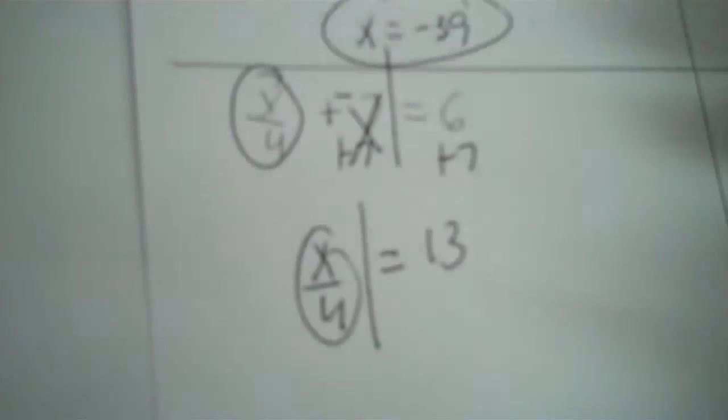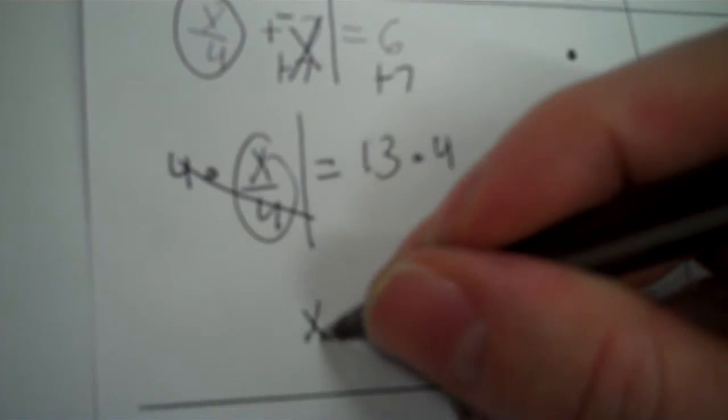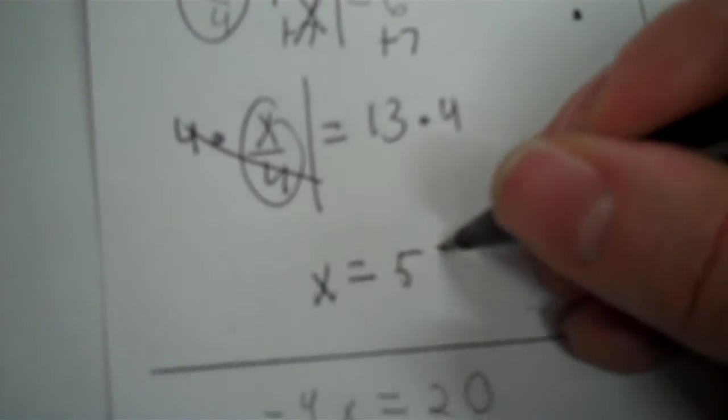Now you have the division operation. The opposite of divide is to times. So I times by 4. 13 times 4 is 52.